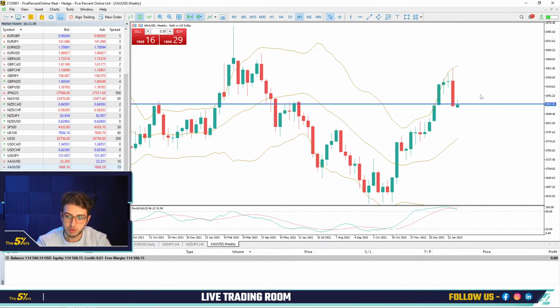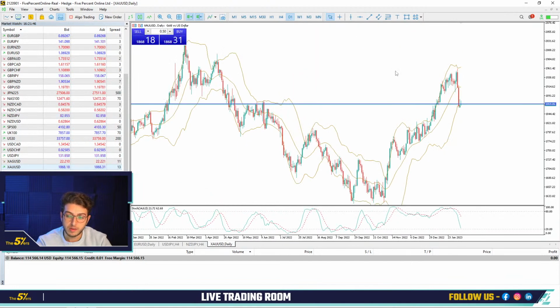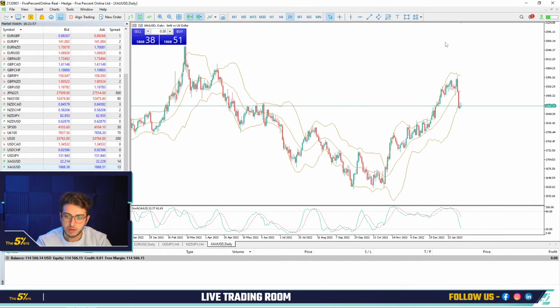Of course, it's a lot of things, but just to understand the overall context. And here, stochastic is starting to cross above 80, a retracement. Now what can we do on gold? Actually on gold, it was an inverted head and shoulders. We can say this is the head with a triple bottom.